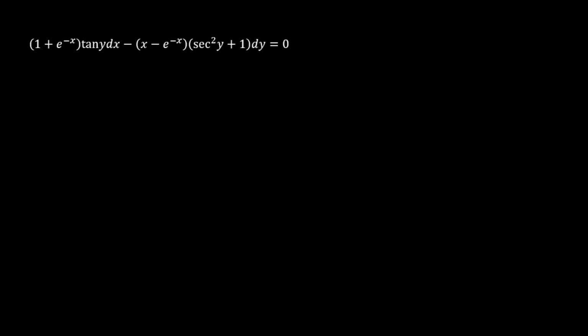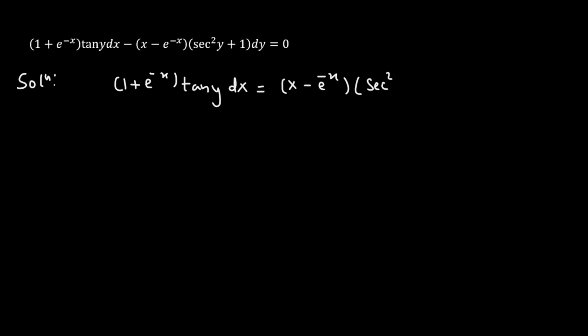Hello. So in this problem, we are provided with the differential equation, and we need to find a solution to this equation by using the method of variable separation. So let's begin. We will first rewrite this equation as (1 + e^(-x)) tan y dx = (x - e^(-x))(sec² y + 1) dy.